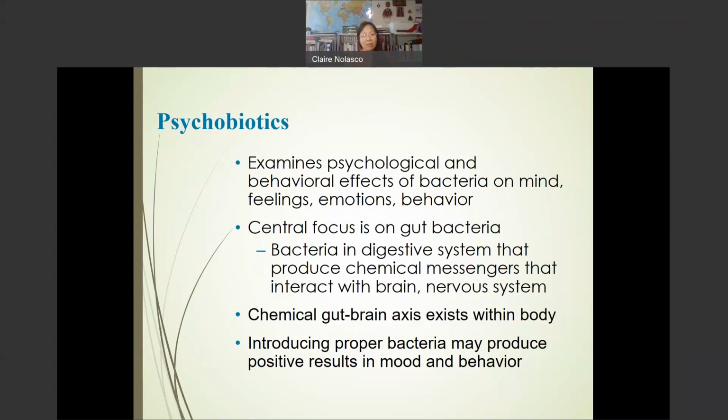Psychobiotics study the psychological and behavioral effects of bacteria on the mind, feelings, emotions, and behavior. The central focus is on the gut bacteria. All of us have gut bacteria in our guts, which help regulate or help produce positive results in our mood and behavior. So the absence of that gut bacteria may lead one to be anxious, depressed, and engaged in antisocial behavior.